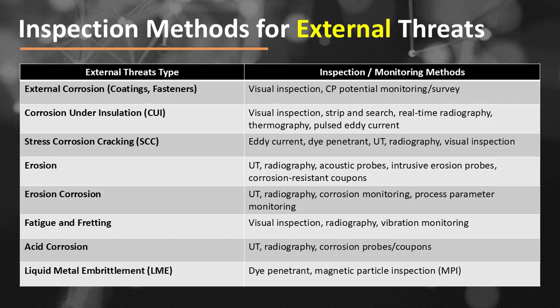If the external threat type is stress corrosion cracking or SCC, then the inspection or monitoring methods that can be used are eddy current, dye penetrant, UT, radiography, and visual inspection.